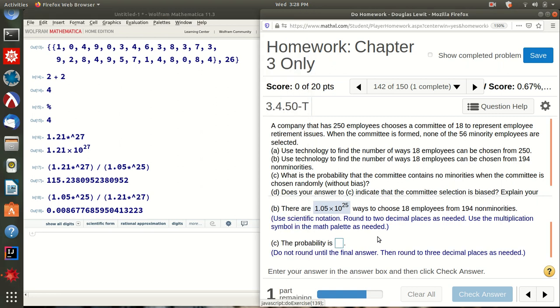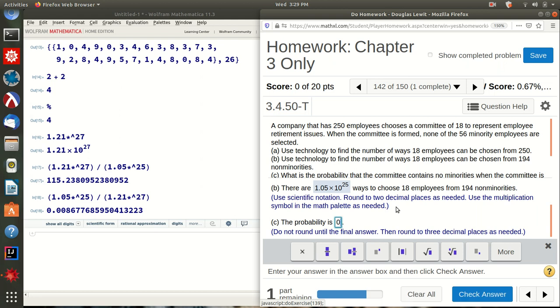So the probability is, do not round until the final answer, then round to 3 decimal places as needed. So that's going to be 0.009 if we round to 3 decimal places.